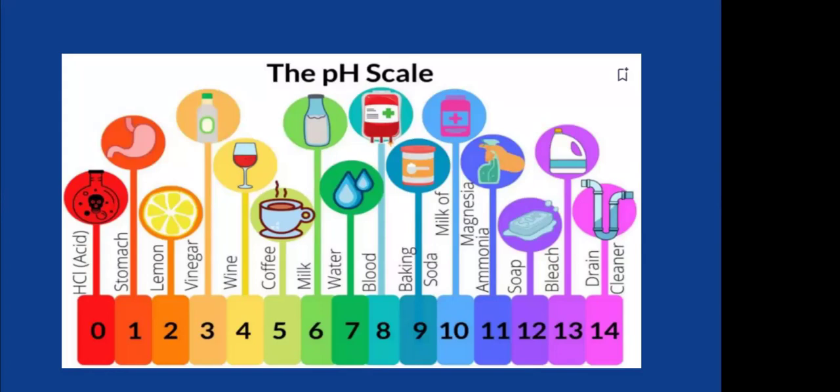Then water, then blood, then baking soda at 9. Milk of magnesia is your Digene. Ammonia, we talked about it earlier. Soap and your bleaches at 12 and 13 respectively, and your drain cleaner.